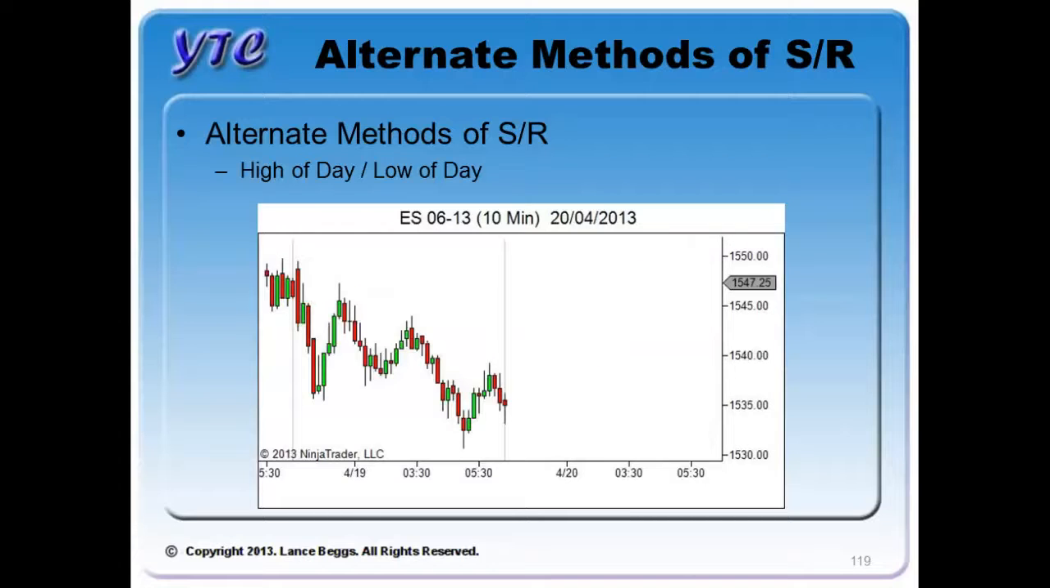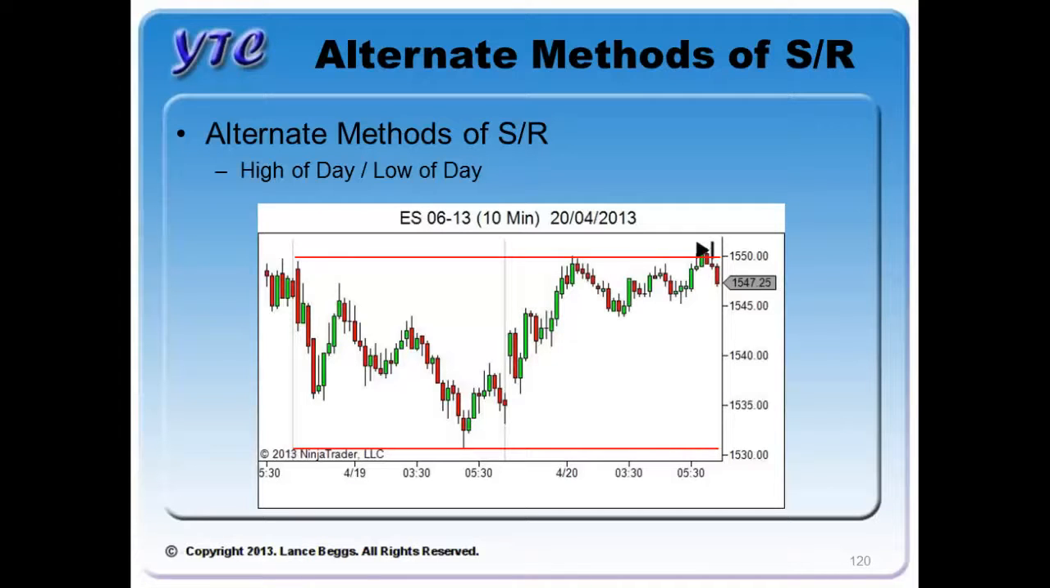Again, we look at the E-mini S&P, this time on 19th of April. The session is closed, so we take note of the prior day's high and low as potential support and resistance. Price opens within the prior day's range and rallies higher, meeting resistance at the prior day's high.